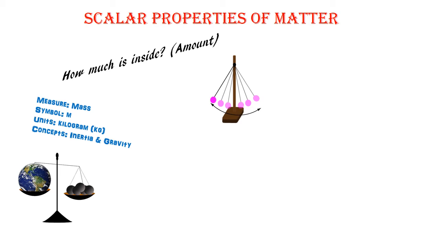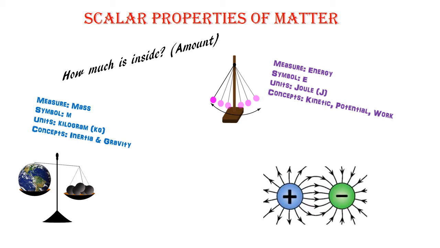The other one is energy. So the measure is energy, the symbol is E that we typically use, and the SI unit is the joule, and the related concepts are kinetic energy, potential energy, and work. So now, finally, the last thing, and this is what's going to go for the next couple weeks that we're going to be talking about, is charge.